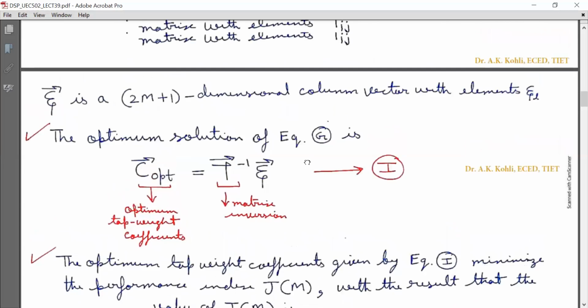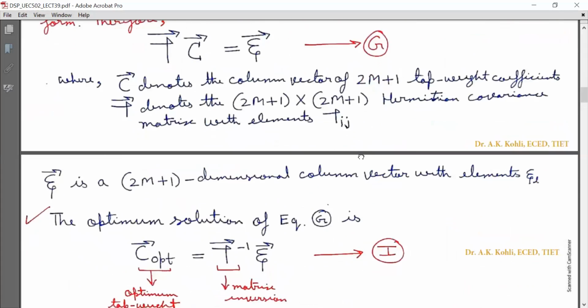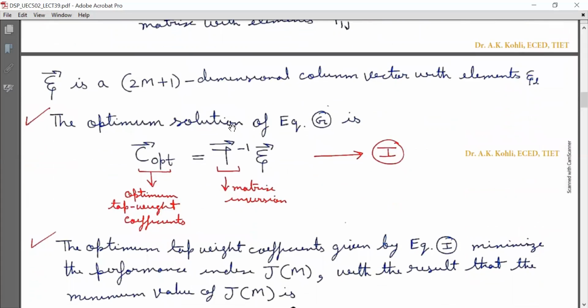Now looking at equation G, we can find the optimum solution of equation G as C vector optimum is equal to tau vector inverse times xi vector. Mark it as equation I. Here C vector optimum is the optimum tap weight coefficient vector, and you know that the calculation of optimum tap coefficients involves matrix inversion. Look at this equation I.